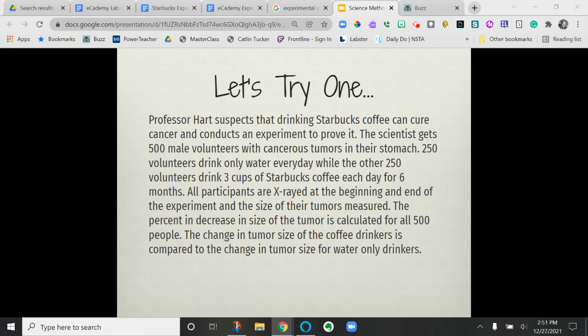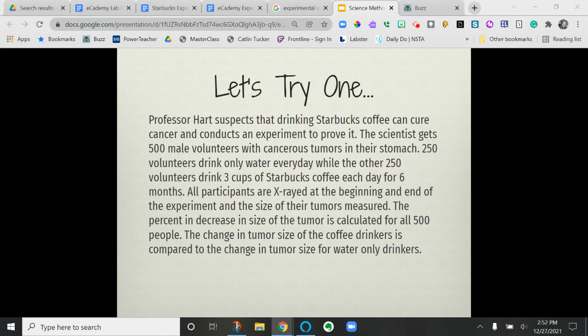Let's try one. This is a hypothetical experiment, and please understand that there has been no background research conducted, nor does Professor Hart study oncology. So we're just using this as an example to figure out the parts of an experiment. Professor Hart suspects that drinking Starbucks coffee can cure cancer and conducts an experiment to prove it.